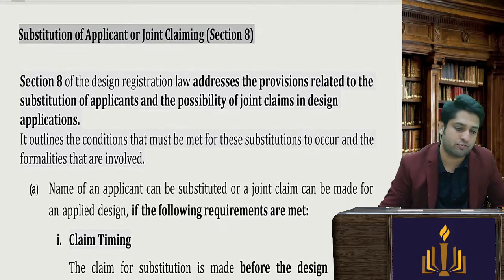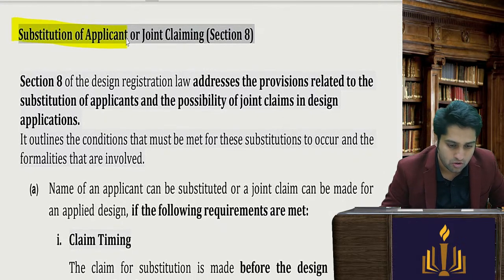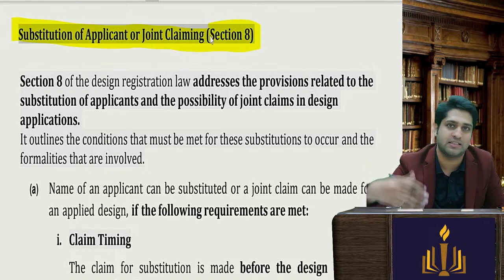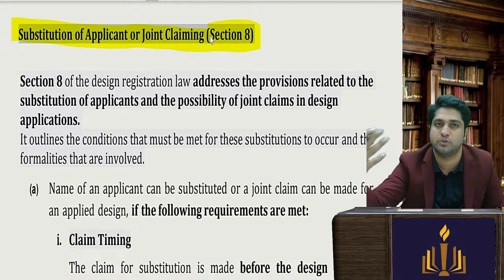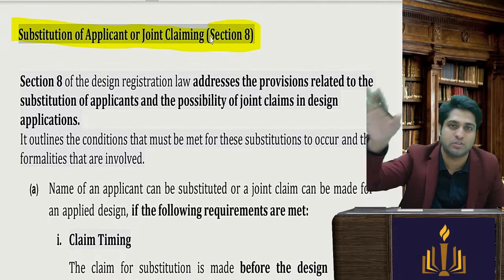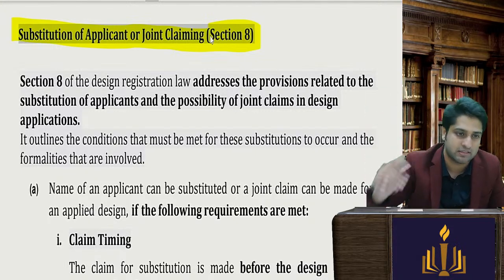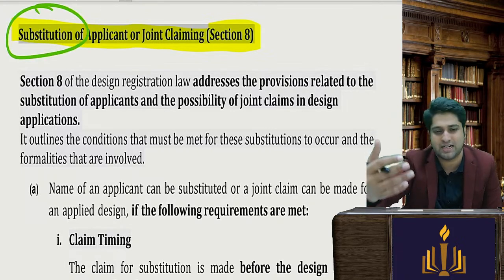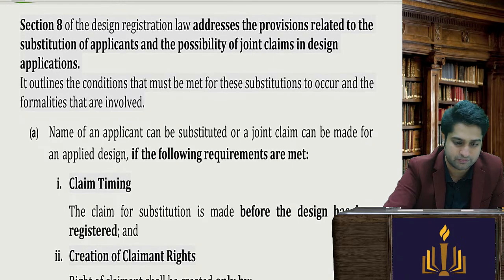Now, substitution of applicant or joining the claim. Earlier we saw that someone became the owner and said that after he becomes the owner, he wants to put this mark in his name. It was in someone else's name, but he has bought out the rights. Now we are seeing substitution of applicant. I had explained both the cases; here this will be section 8.